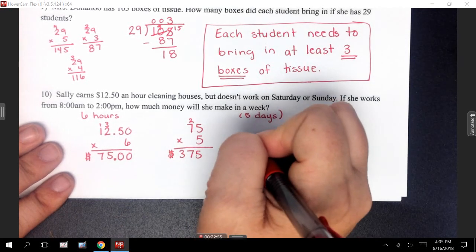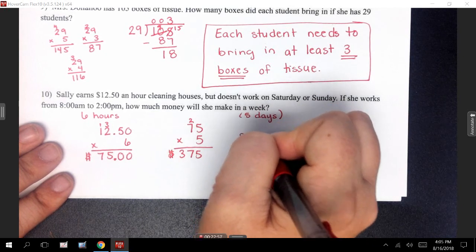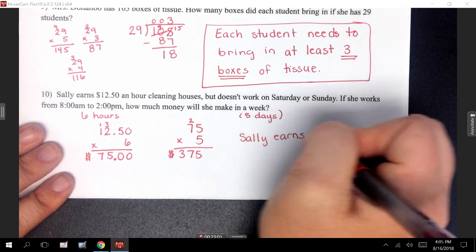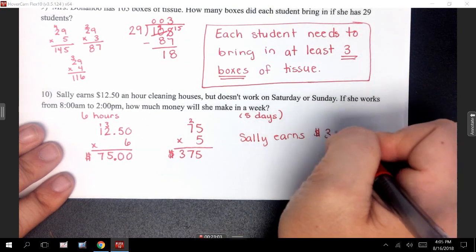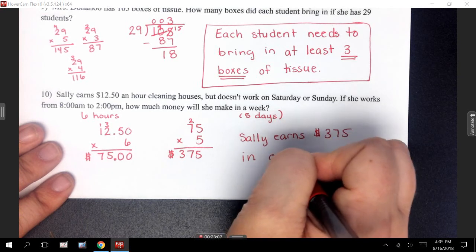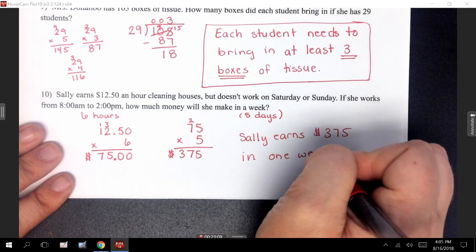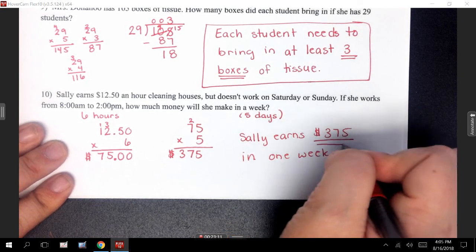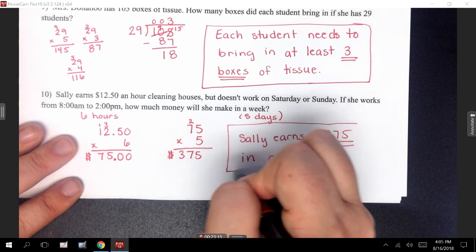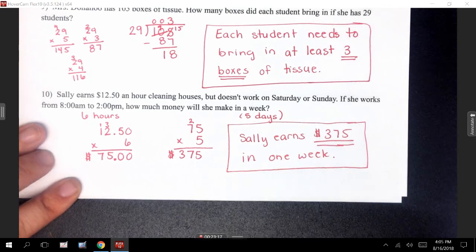And I'm going to make sure I write that out in a complete sentence. All right, so Sally earns $375 in 1 week. All right, and I make sure that I'm specifying the time frame in which she's earning that money.